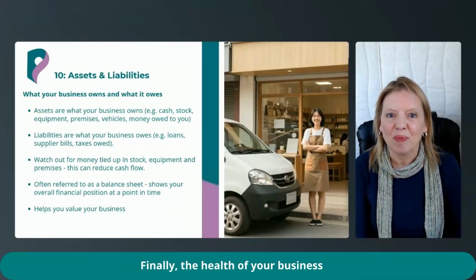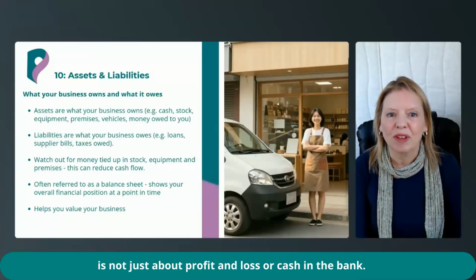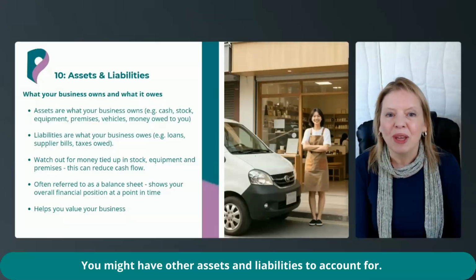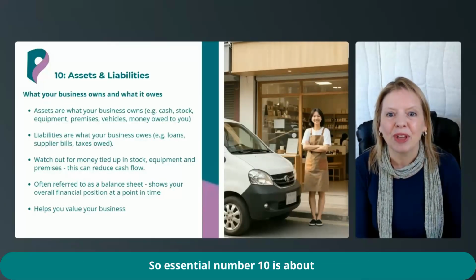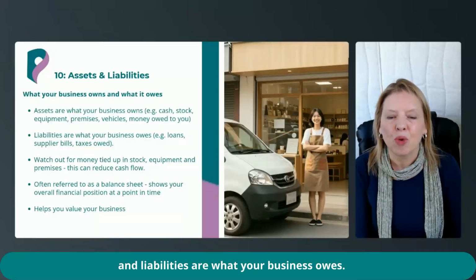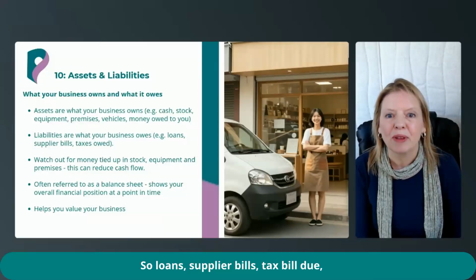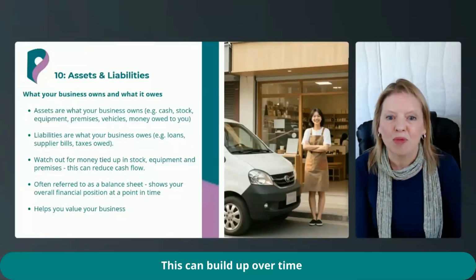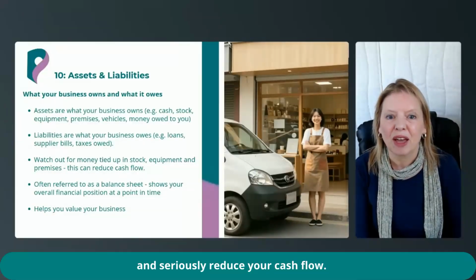Finally, the health of your business is not just about profit and loss or cash in the bank. You might have other assets and liabilities to account for, so essential number 10 is about what your business owns and what it owes. Assets are things like cash, stock, vehicles, premises and money that's owed to you, and liabilities are what your business owes, so loans, supplier bills, a tax bill due. Watch out, folks, for money getting tied up in stock, equipment and premises. This can build up over time and seriously reduce your cash flow.